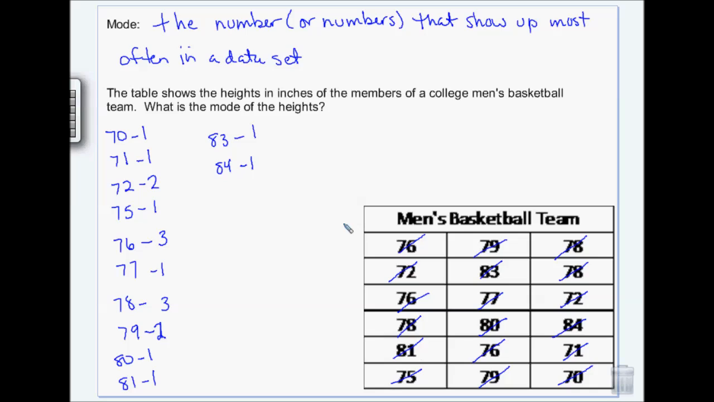Okay, so the two numbers that show up the most are 76 and 78. They both show up 3 times. So my modes are 76 and 78.